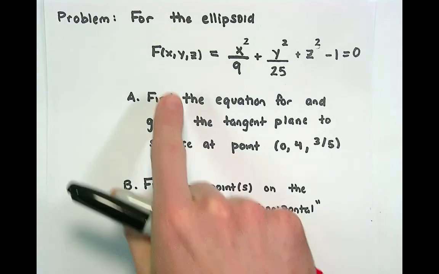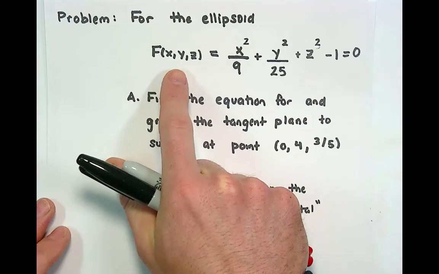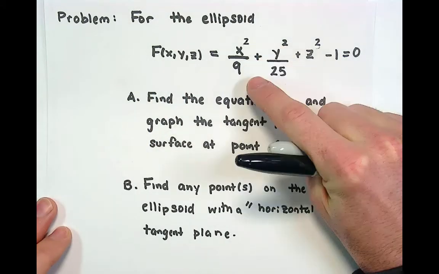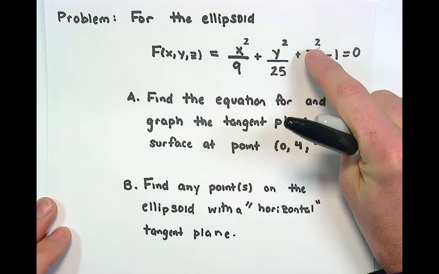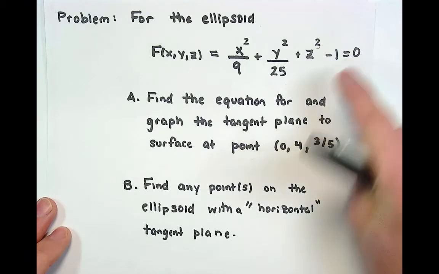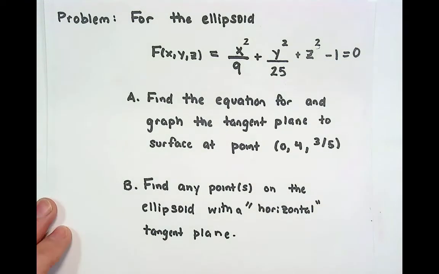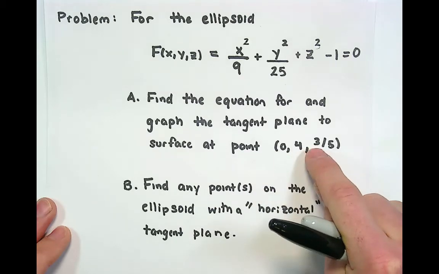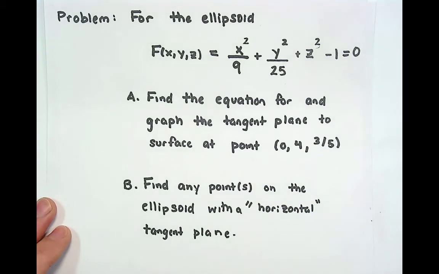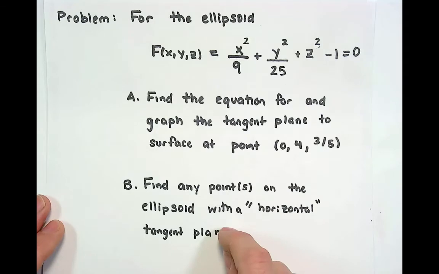For an ellipsoid given by f of x, y, z equal to x squared divided by 9 plus y squared divided by 25 plus z squared minus 1 equals 0, find the equation for and graph the tangent plane to this surface at the point 0, 4, 3 divided by 5. The second part of this problem is going to be to find any points on the ellipsoid with a horizontal tangent line.